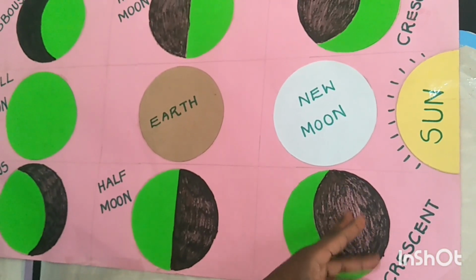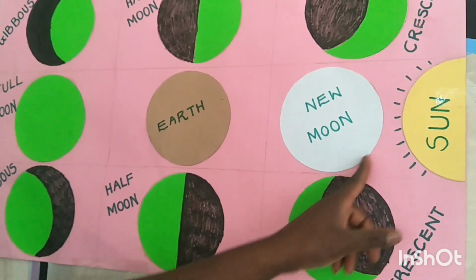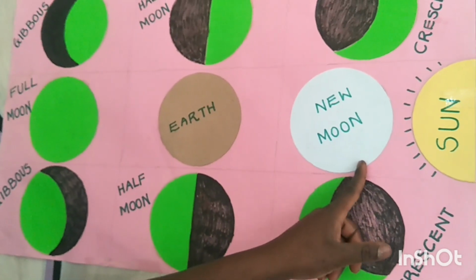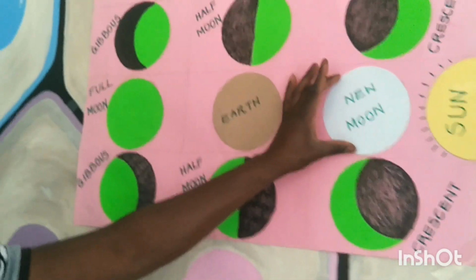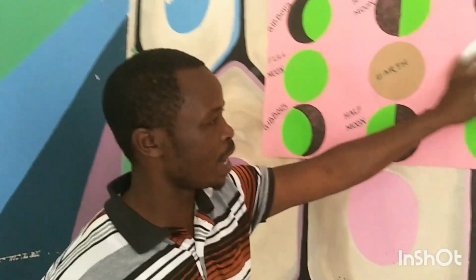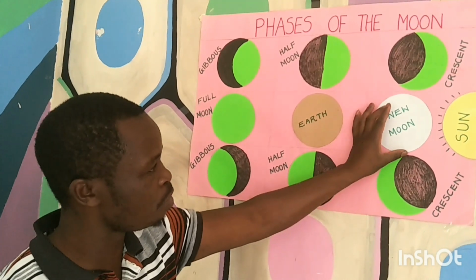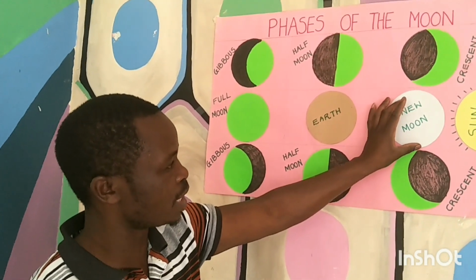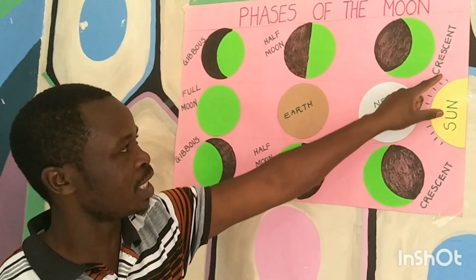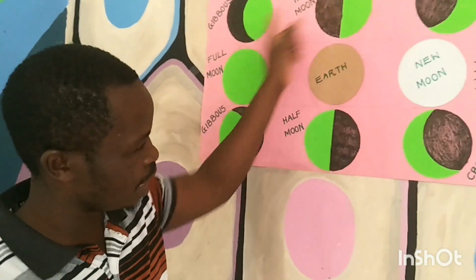From here, the moon will disappear into a phase called new moon. New moon is normally invisible. That's why we decided to show it with color white, but normally it's not visible. And from here, after the new moon phase has appeared, we start the cycle again and it keeps on rotating like this.